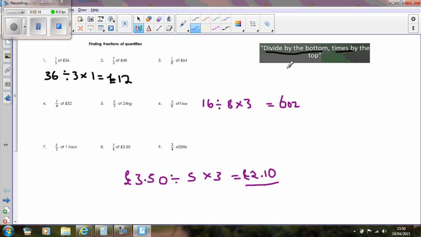So as long as you remember to divide the amount by the bottom and times by the top, you will be totally fine, as long as you remember to put your units on as well. So always put your units on.